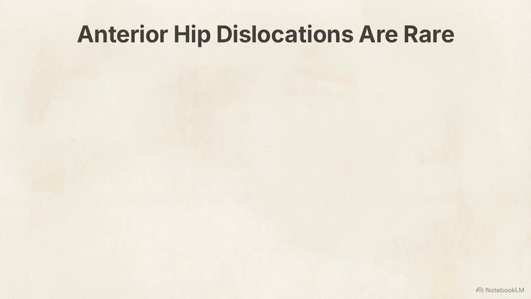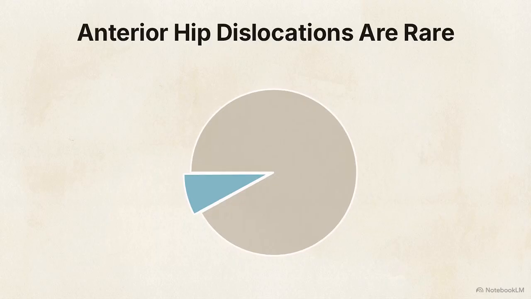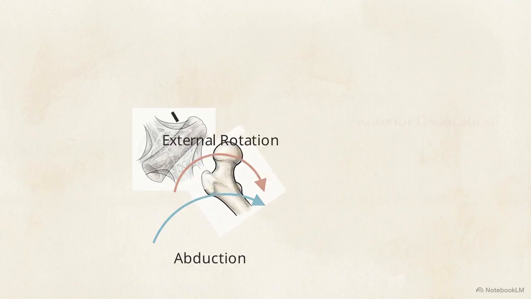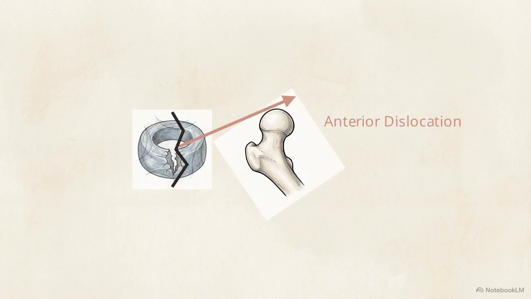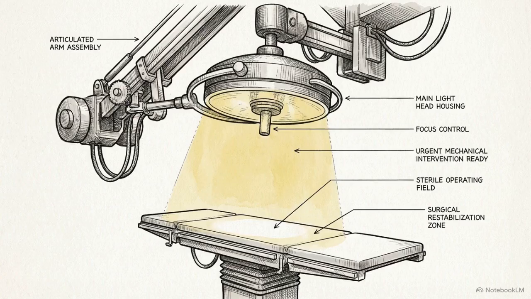Anterior dislocations are rare, accounting for less than 8% of cases. They result from a different mechanical failure: forced hip abduction combined with external rotation. Visualizing capsular disruption on an MRI is the definitive indicator of gross traumatic instability. Recognizing this damage dictates the immediate clinical intervention to restabilize the joint.